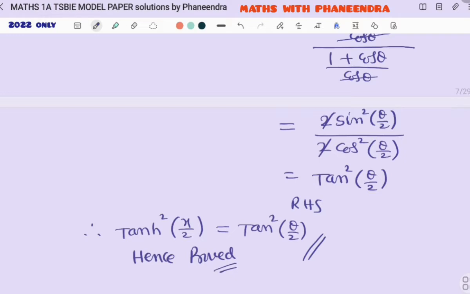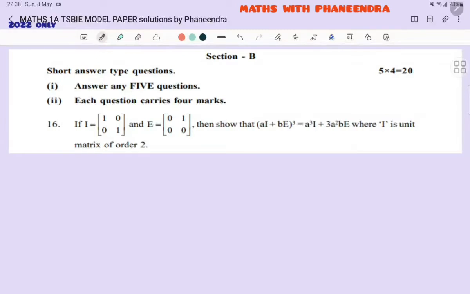Thank you, dear students. We'll move on to Section B. Now we enter into Section B. In Section B, all are SAQs, that means each carries 4 marks. From question number 16 to question number 27, which are short answer type questions, from these 12 questions, you have to write any 5.